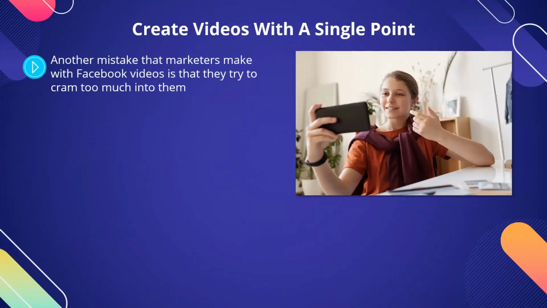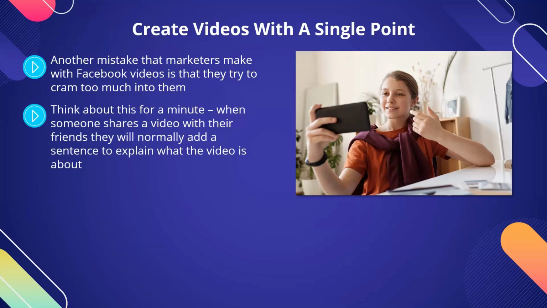Another mistake that marketers make with Facebook videos is that they try to cram too much into them. The best videos on Facebook that get shared the most have a single point that is easy to understand. Think about it for a minute. When someone shares a video with their friends, they will normally add a sentence to explain what the video is about. If you cannot easily explain your video in a single sentence, then it is too complicated. Facebook users are rarely looking for complicated videos. They can go to YouTube for that.